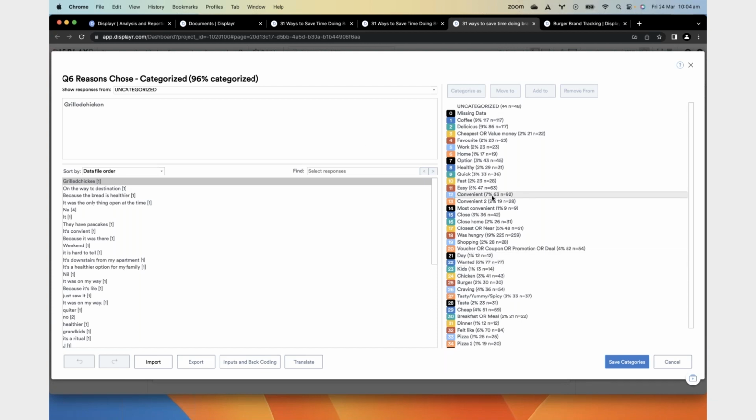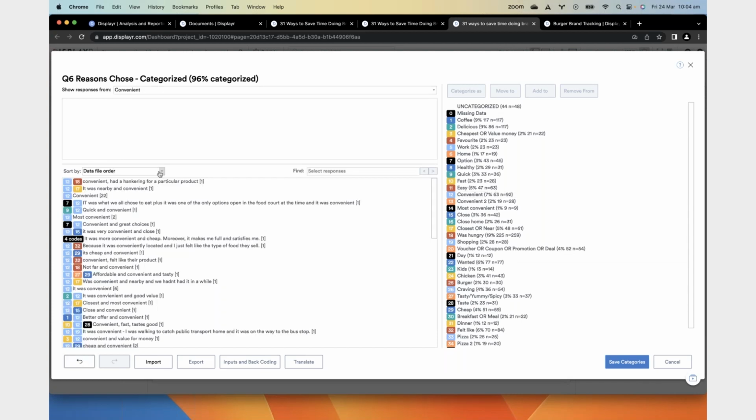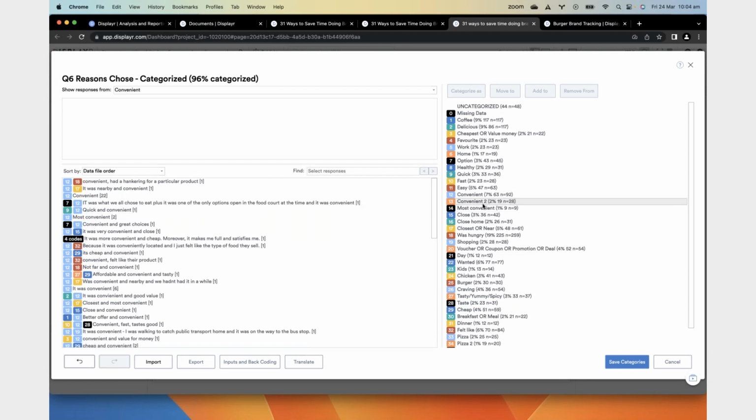You can see here, category 12 says convenient. Let's go have a look. So we can see these are people who have mentioned convenient, and we can see the 12 showing it's category 12, and we can see what other things they've mentioned by the other numbers. But we've got another category called convenient too. Let's have a look at that.